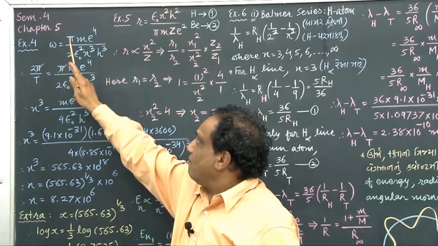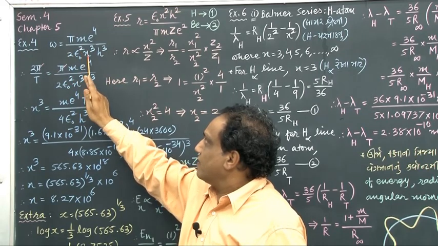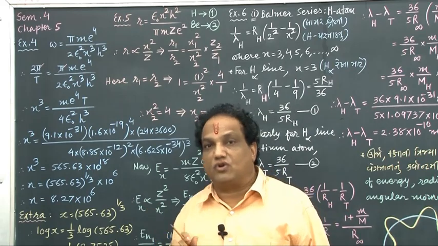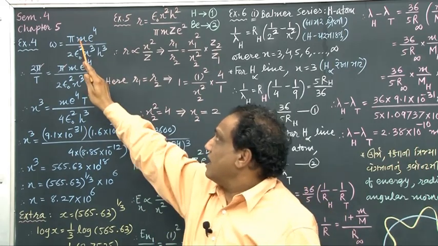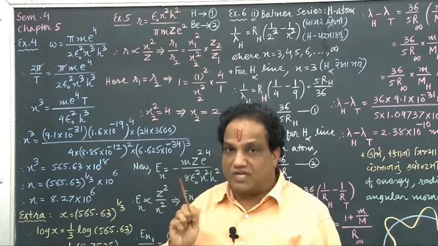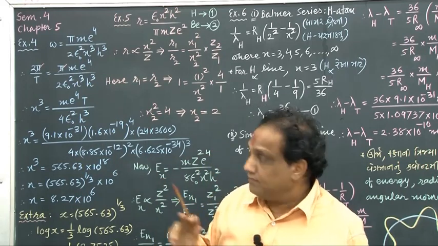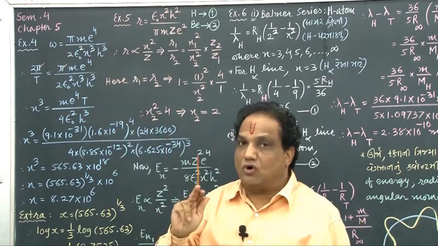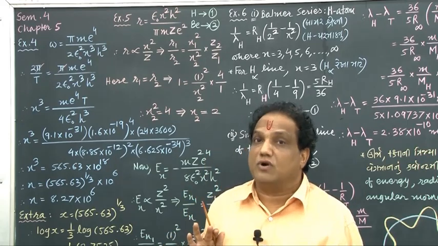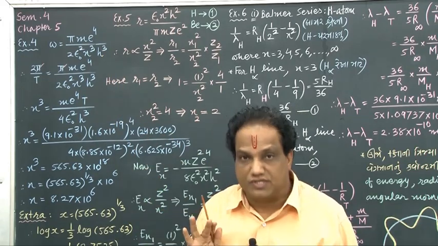omega equals pi m e raised to 4 upon 2 epsilon 0 square n cube h cube. Just give me identification of each quantity. m is mass of one electron, e is magnitude of charge of one electron, epsilon 0 is permittivity of vacuum. What about small n? It is called order of orbit, or it is also called principal quantum number. Small h is Planck's universal constant, correct?